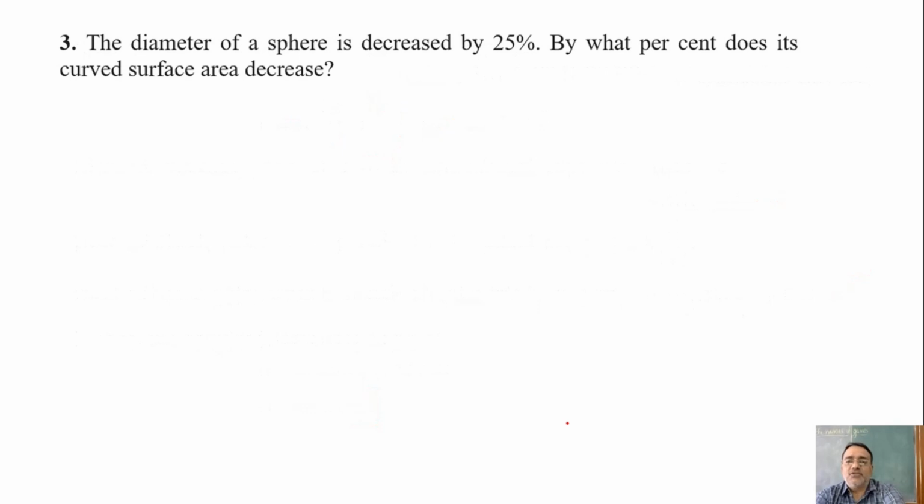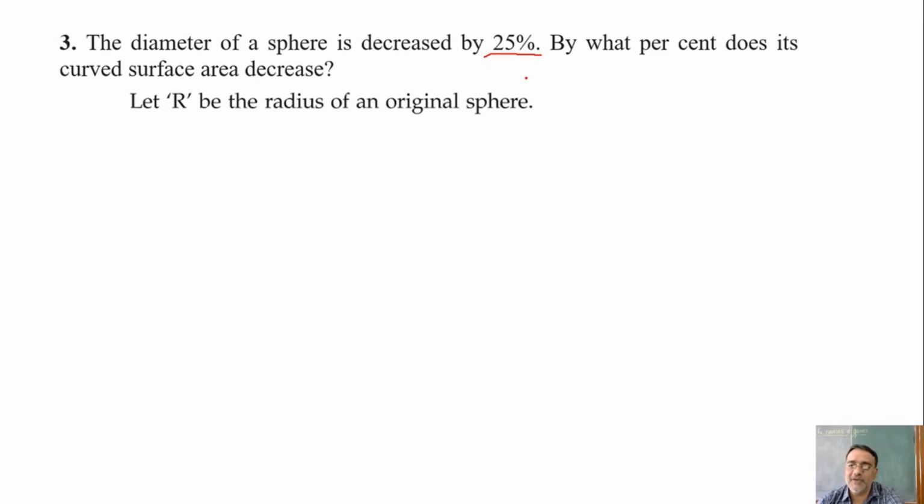So this is the last question of today's session and last question of that exercise also. The diameter of a sphere is decreased by 25%. By what percent does its curved surface area decrease? Okay, so let R be the radius. So what will be the diameter if R is the radius? Diameter d is equals to 2 into R, so R is equals to d by 2.